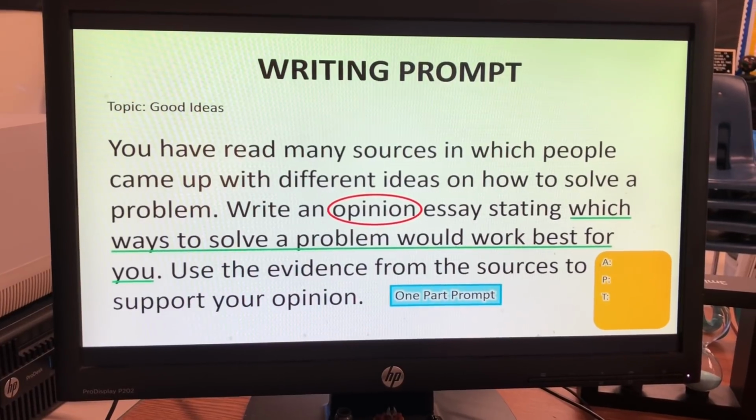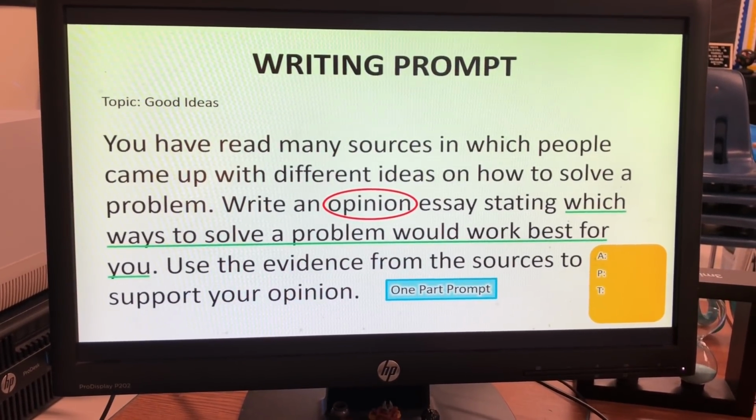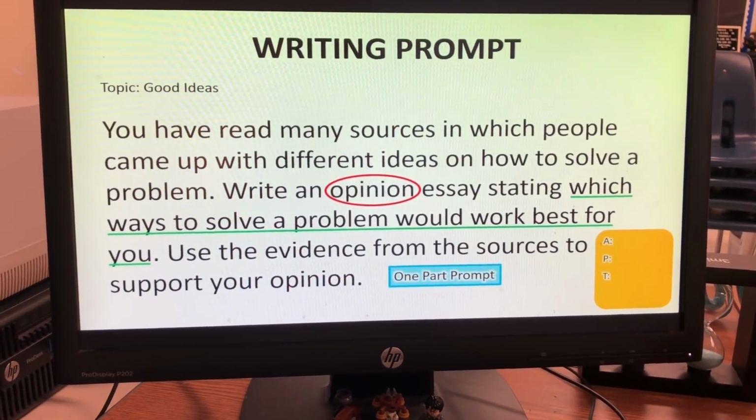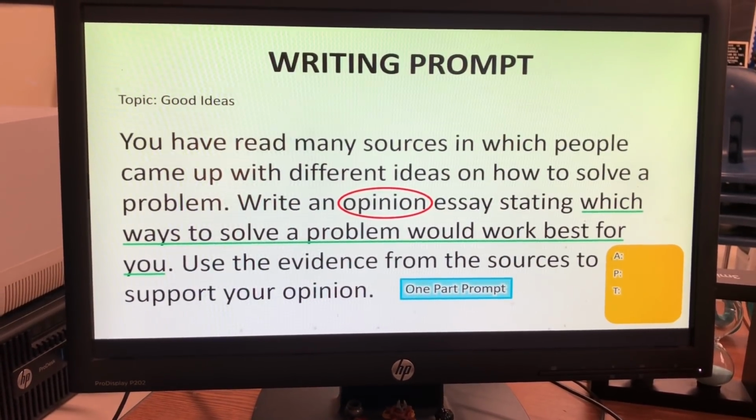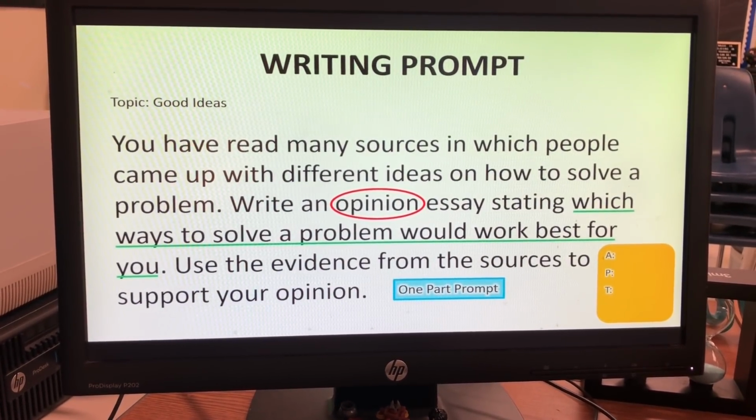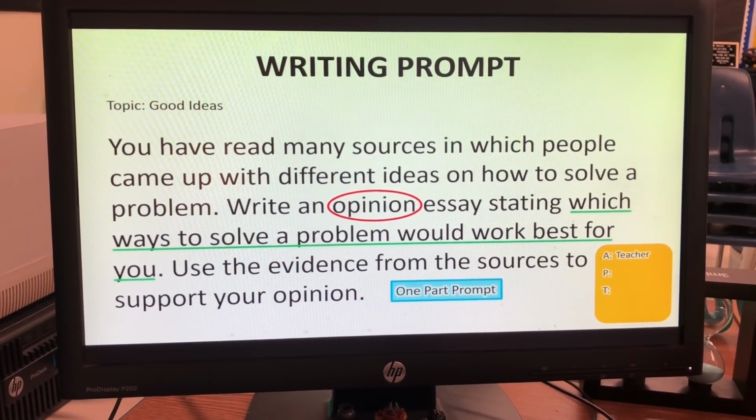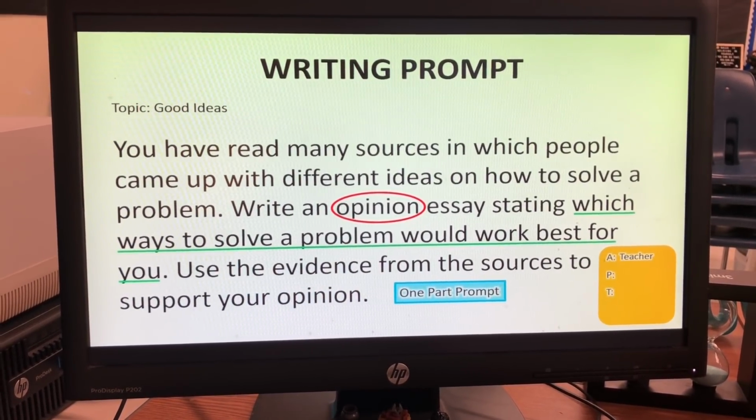So then once we find the 1, 2, 3, we can now get the APT. A stands for audience. If the prompt doesn't tell you who you're writing to, I automatically tell the students that they are writing to the teacher so that they know that this is formal academic writing.